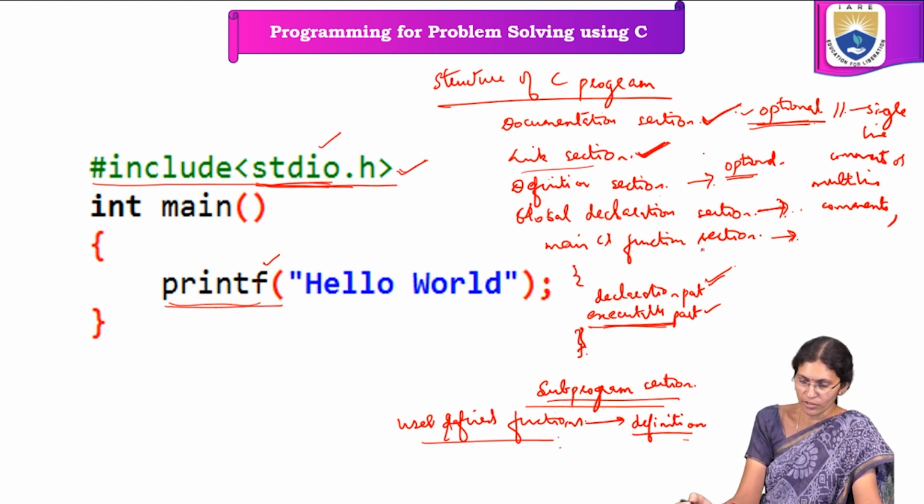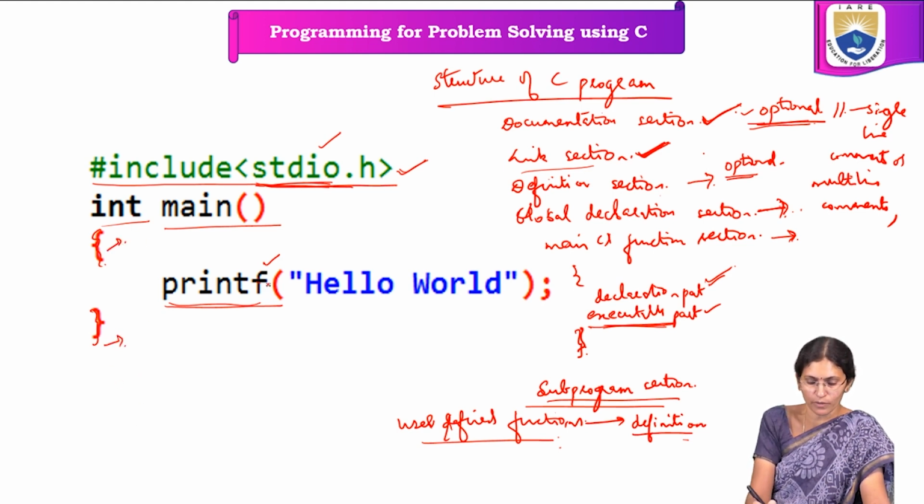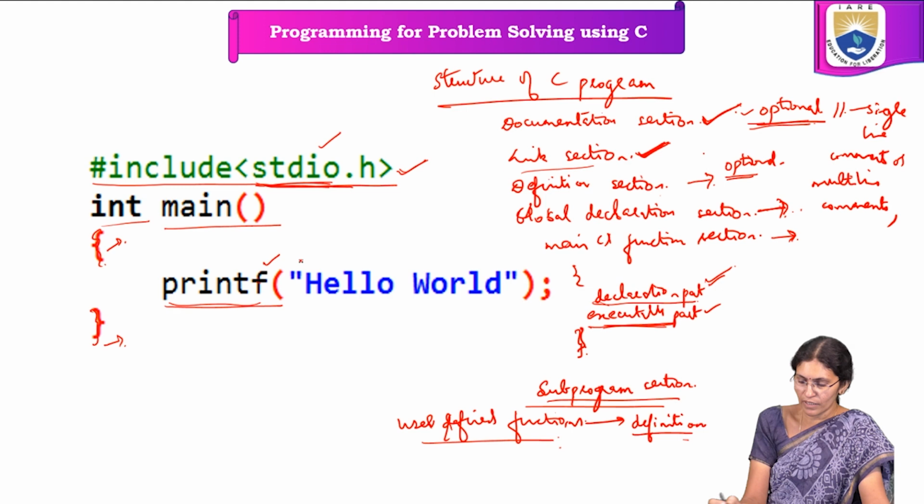Next is the main function, as you can see here. Every C program should have one main function. The return type of this function is int, followed by main. The curly braces indicate the starting and ending of the program: this one indicates the start of the program, and this curly brace indicates the end. After this follows the declaration part. You can see here, in the declaration part we have not declared any variables. So we have not used any local variables here.